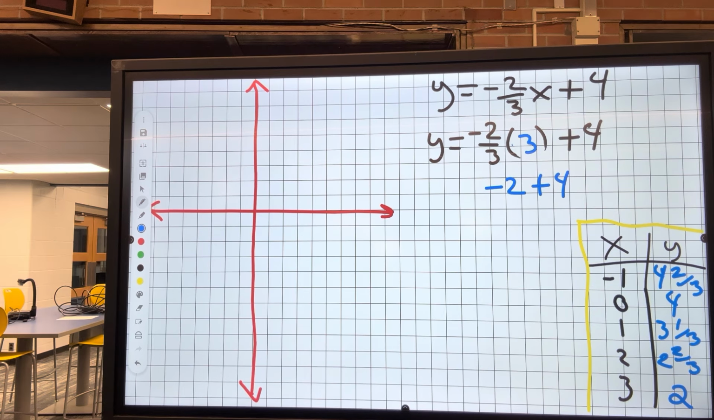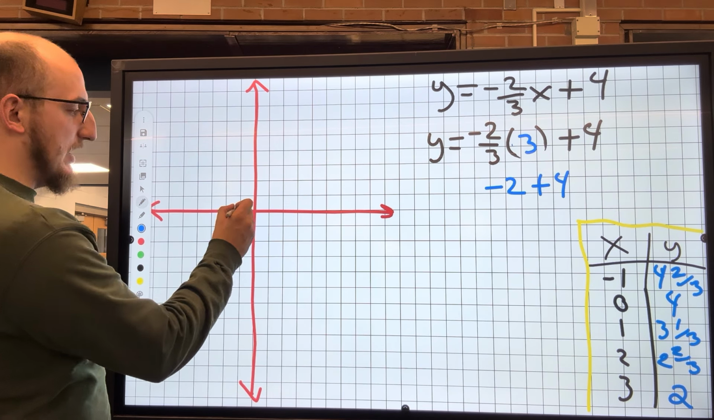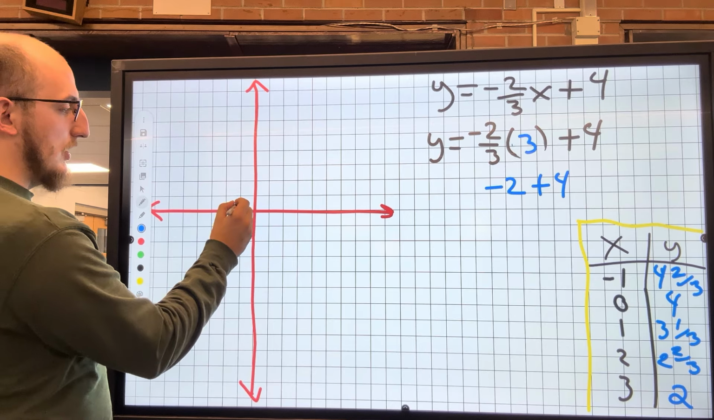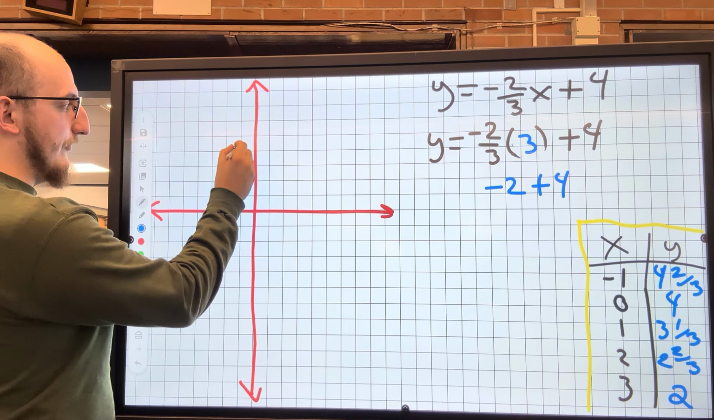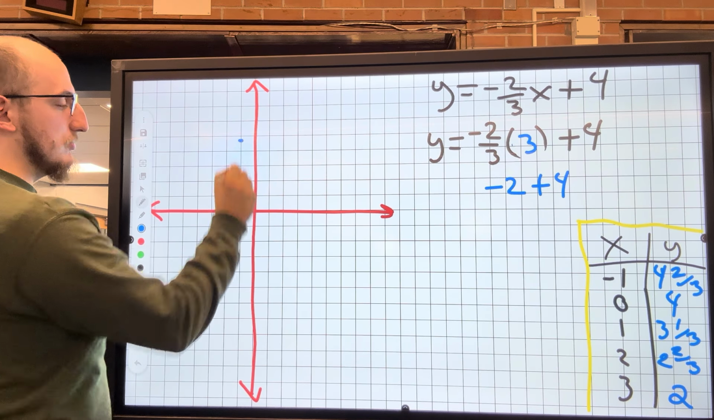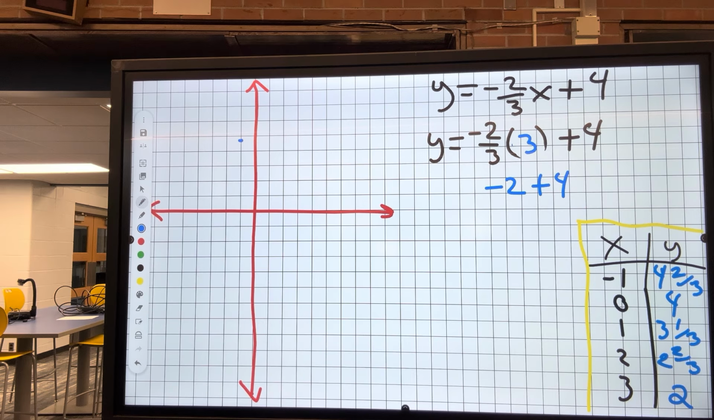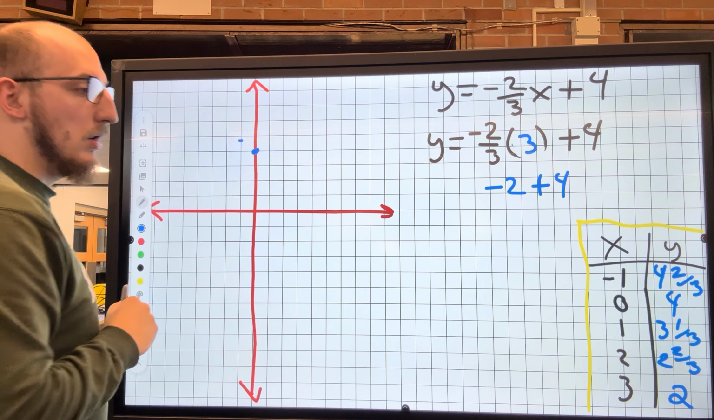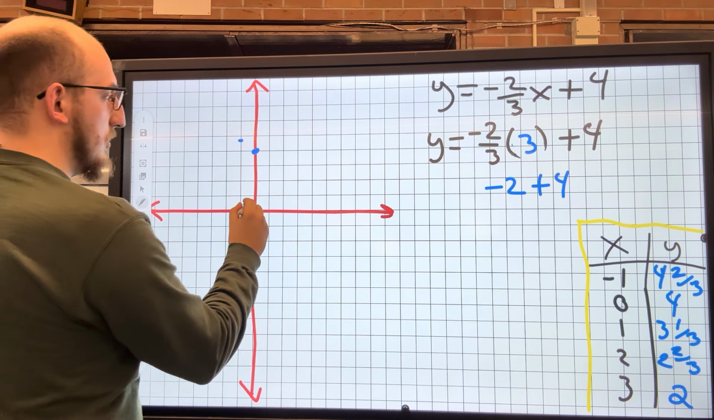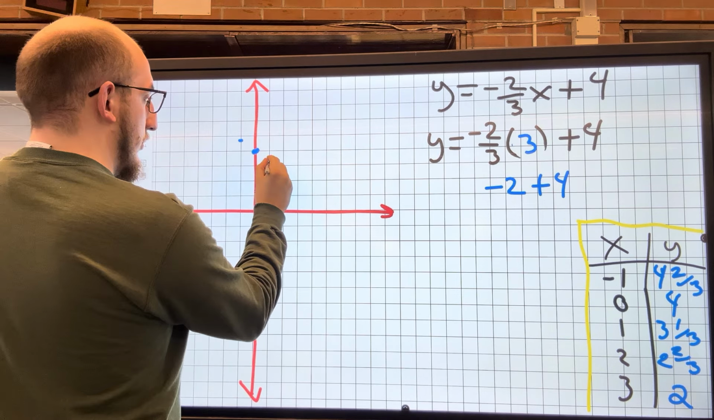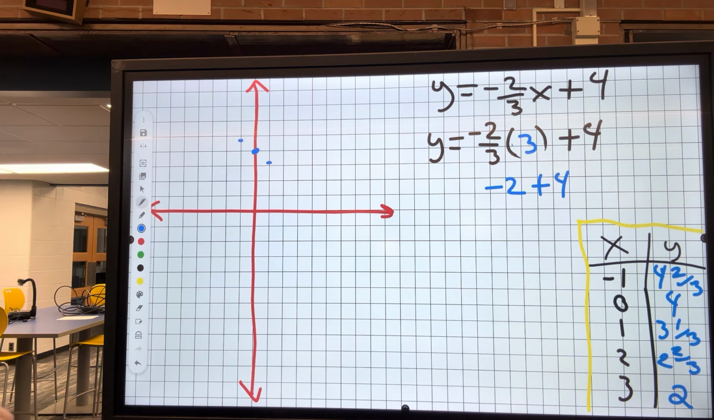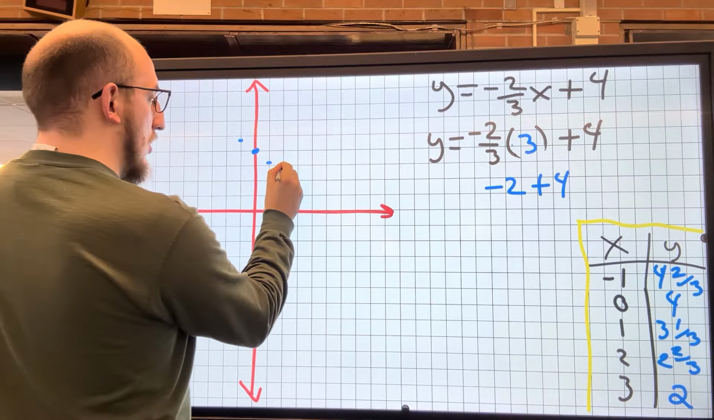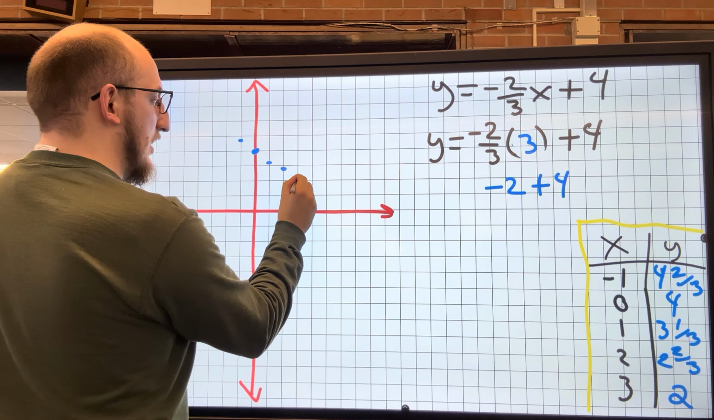But let's try to graph those. At -1, it is 4 2/3, so 1, 2, 3, 4 2/3. It's like there-ish. And then at 0, it's 4. At 1, it's 3 1/3, there-ish. At 2, it's 2 2/3, there-ish. And at 3, it's there.